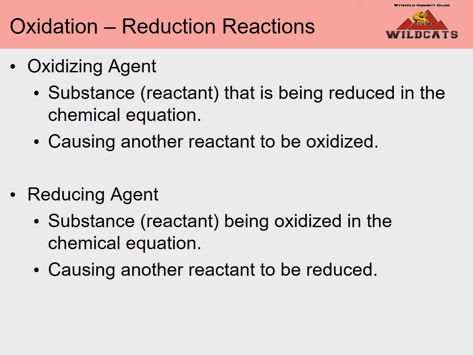So if you take a look at an oxidizing agent, it's a substance or reactant that is being reduced in the chemical equation, causing another reactant to be oxidized. A reducing agent is a substance or a reactant being oxidized in the chemical equation, causing another reactant to be reduced. Notice that this is just the opposite, that an oxidizing agent is reduced and a reducing agent is oxidized. The agent is telling you what it does to something else because it's an agent of change. It's going to cause something else to change. An oxidizing agent is going to cause something to change because it's going to cause it to be oxidized.